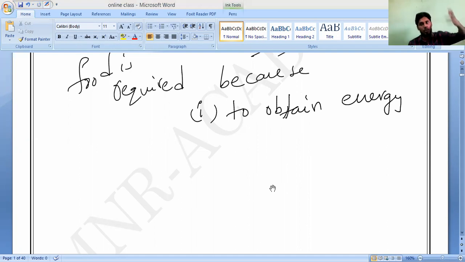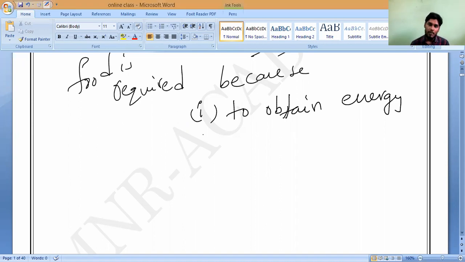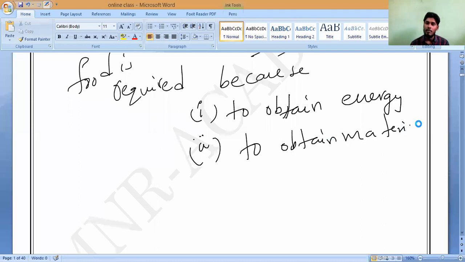Next one. If our body wants to grow or if the plants want to grow, they need what? They need food. Without food, they cannot grow. That is what: to obtain materials for growth. Materials for growth. That is what you have to remember.